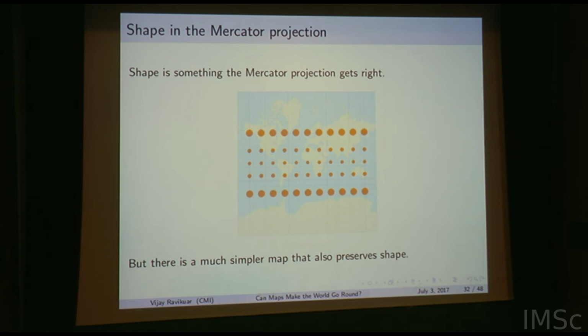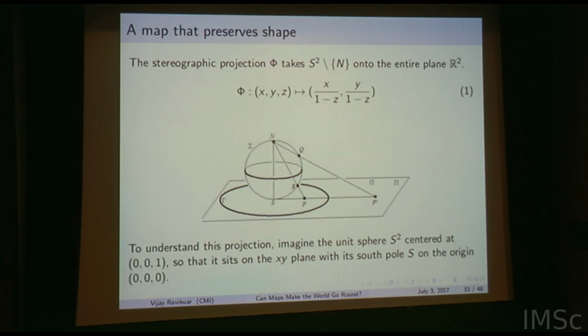But I want to do one final map now, which is a much simpler map that also preserves shape. The Mercator map is a really complicated map, which we wouldn't be able to explain the workings of in a short talk. But there's a much simpler map that also preserves shape. And that map is the stereographic projection. So the stereographic projection looks a little bit like the gnomonic projection, but now we're mapping all of S2 minus the North Pole onto the entire plane R2.